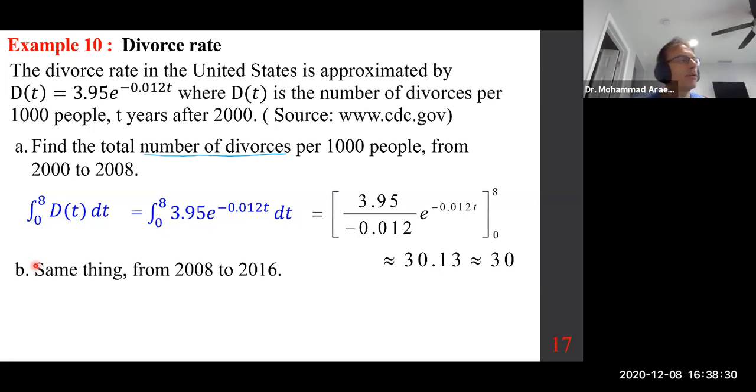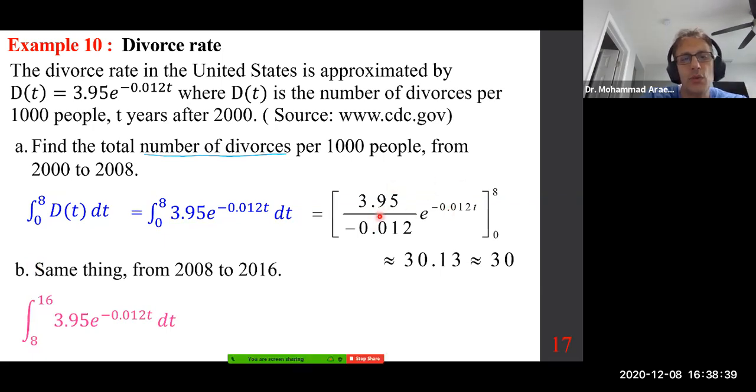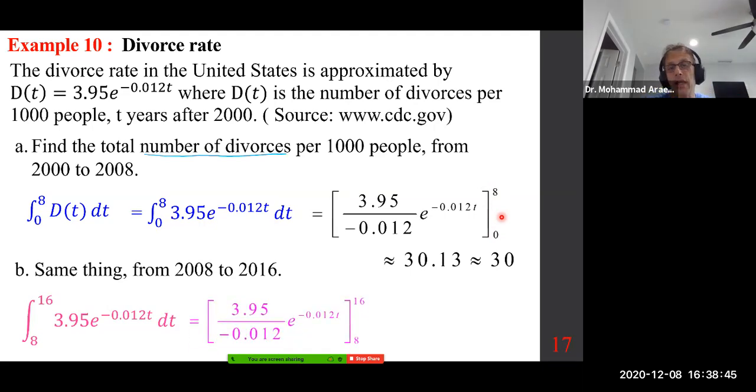From 2008 to 2016, we do the same thing from 8 to 16. You really don't have to redo that. You have this one, put it in here, and just change the limits, right? And again, you use a calculator, you plug in the two numbers, 16 and 8, and you do the math, and you have the answer, okay?